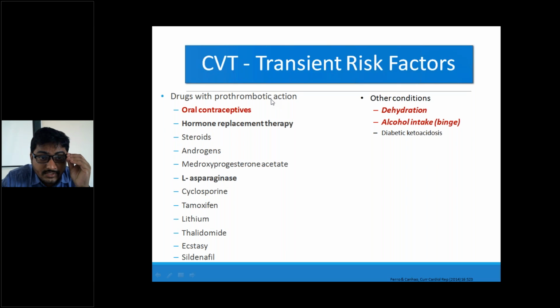These are drugs with prothrombotic action. What is prothrombotic? Drugs with thrombus formation; these drugs predispose to the formation of thrombus. Please remember these drugs. Oral contraceptives: females who use oral contraceptives may present with CVT. This is a risk factor.